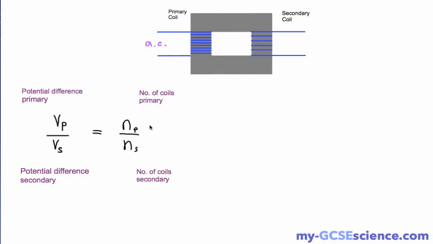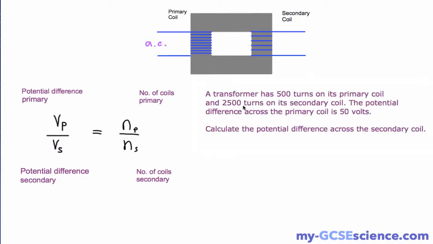Okay, so if we have this equation, we can work out a missing value that we might have based on some information they give us. So let's have a go at a question. Here we have a transformer that has 500 turns on its primary coil and 2,500 turns on its secondary coil. The potential difference across the primary coil is 50 volts. Calculate the potential difference across the secondary coil. Okay, so this doesn't actually relate to this diagram. It's something separate that we're going to have a look at now.